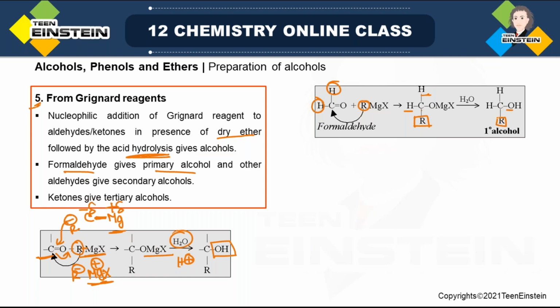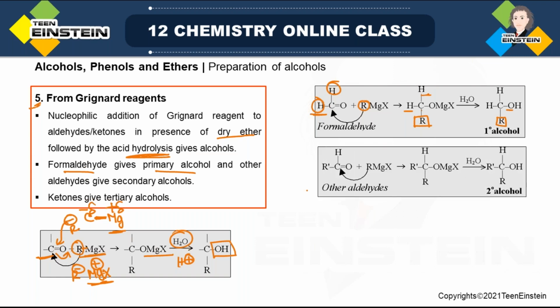But if you have taken some other aldehyde, where one H is now an R group, there is already 1 C-C bond present, and this R minus is attacking as a nucleophile. So now another carbon-carbon bond is formed. One carbon-carbon bond is already there, and another is also formed. And after this, OMgX is converted to OH. Now this carbon is attached to 2 R groups. So that means it is a secondary alcohol, right?